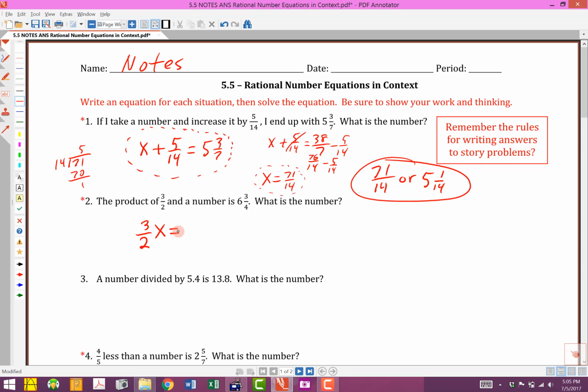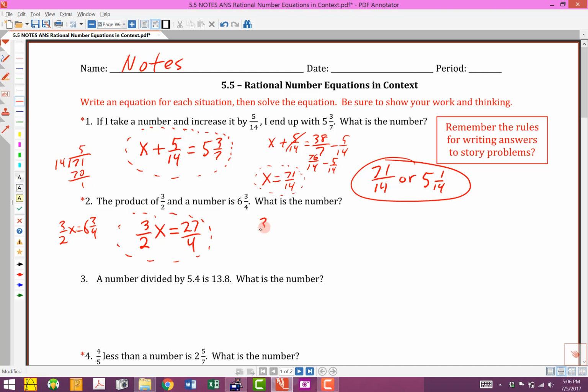Now I'm going to take a little bit of a shortcut here. I'm going to change this to an improper fraction. So this is going to be 24, so this is going to be 27/4. Now there's the equation. If you wanted to write 3/2 x equals 6 3/4, that would be totally okay. Same thing either way. But then we're going to go through and we're going to solve this.